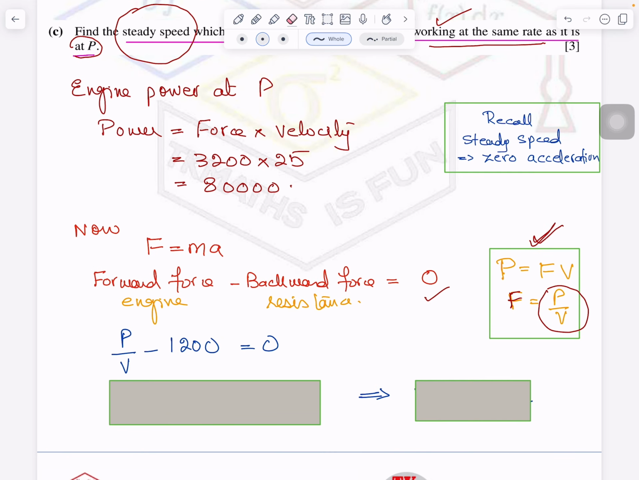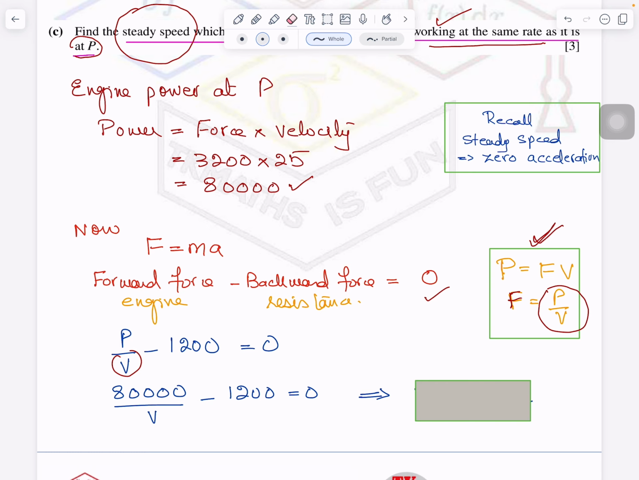Now the resistive force was given in the question, 1200, and the forward force by the engine is P over V. I have to calculate this velocity. Power I have just calculated, it is 80,000, and velocity I can calculate now. So I got the velocity 66.7 meters per second.